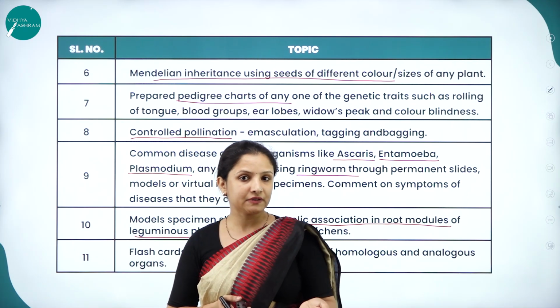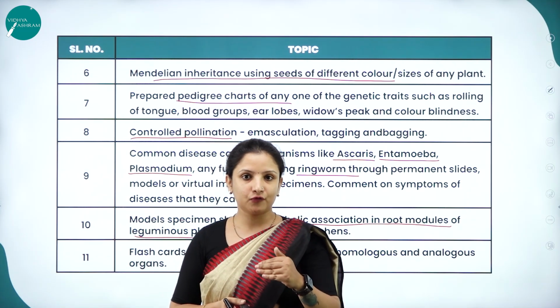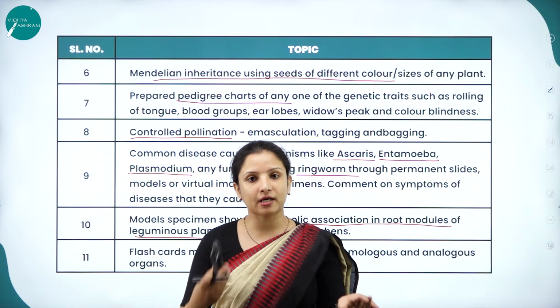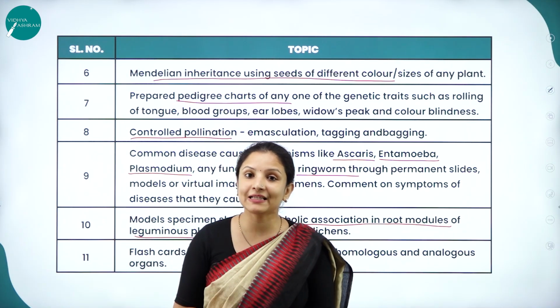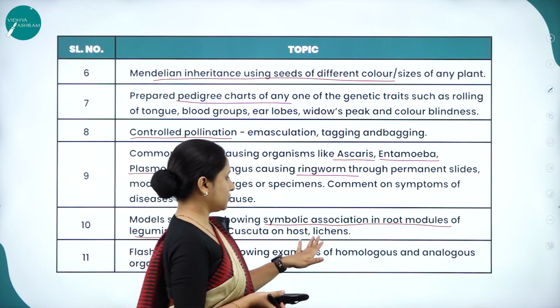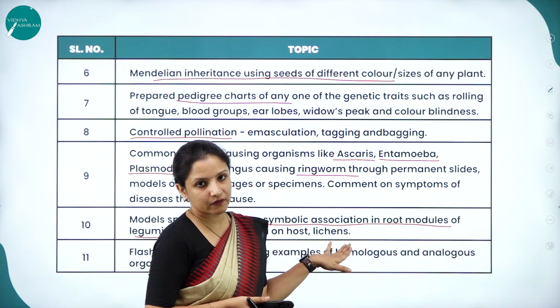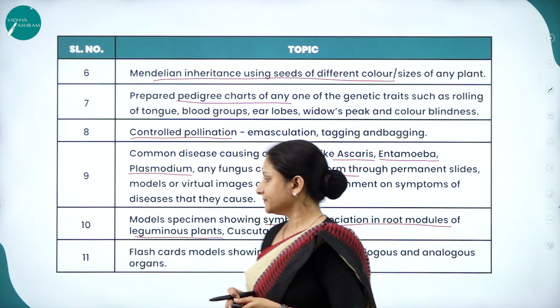So how does it derive its food? It usually derives its food from other plants by growing on other plants and sucking the nutrition of the other plants, eventually killing the host plant. So that is Cuscuta. Even lichen, a specimen will be kept. You need to identify it.